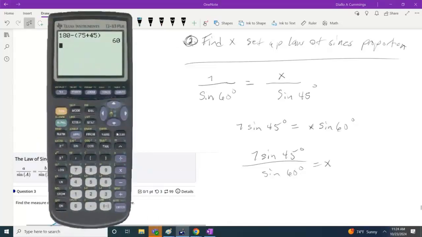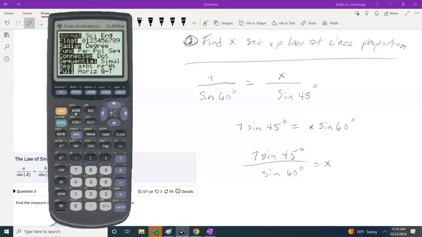And I'm going to put this into the calculator. First off, I want to make sure I'm in the right mode. Since I have degree measures, I want to make sure that my calculator is set to degree mode. Right, so that's the first thing. Okay, so now I'm just going to enter in the expression 7 times the sine of 45 degrees divided by the sine of 60 degrees.